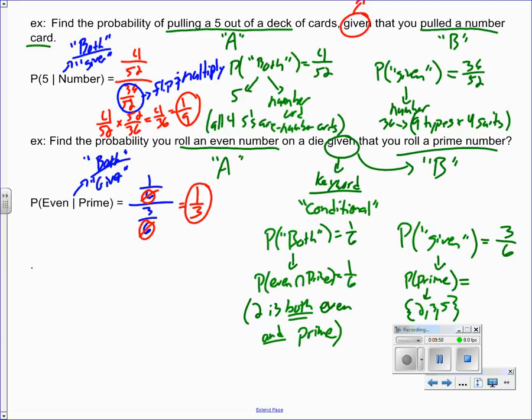So what we're seeing on these examples is that the given event will actually change the probability of that first event happening. Normally, pulling a 5 out of a deck of cards, you have a 4 out of 52 or 1 out of 13 chance. But given that you pulled a number card, that increases your chances to 1 out of 9. Same thing on the second example, probability of rolling an even number normally would be 3 out of 6, or 1 out of 2, but given that you roll a prime number, that probability goes down to just 1 out of 3.